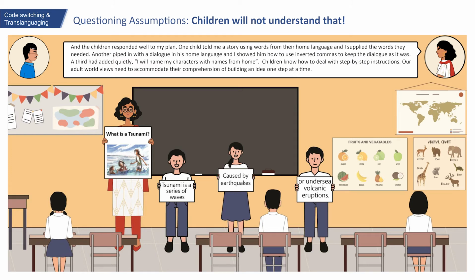One child told me a story using words from their home language, and I supplied the words they needed. Another piped in with a dialogue in his home language, and I showed him how to use inverted commas to keep the dialogue as it was. A third had added quietly, "I will name my characters with names from home." Children know how to deal with step-by-step instructions. Our adult world views need to accommodate their comprehension of building an idea one step at a time.